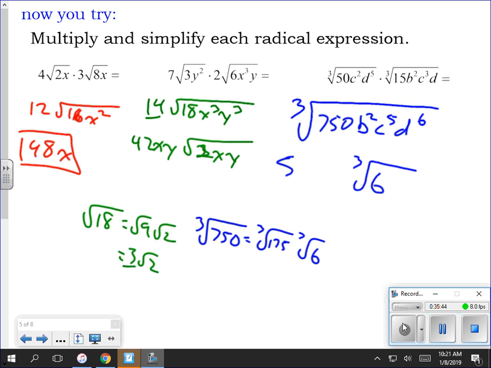And now I do the variables. B squared, 2 is smaller than 3. I can't pull any b's out. So I have b squared. C to the 5th, 5 divided by 3 is 1 with a remainder of 2. So that means I have c to the 1st outside and c squared left inside. And then d to the 6th, 6 divided by 3 is 2 with no remainder. So I have d squared outside. And that's my final answer.